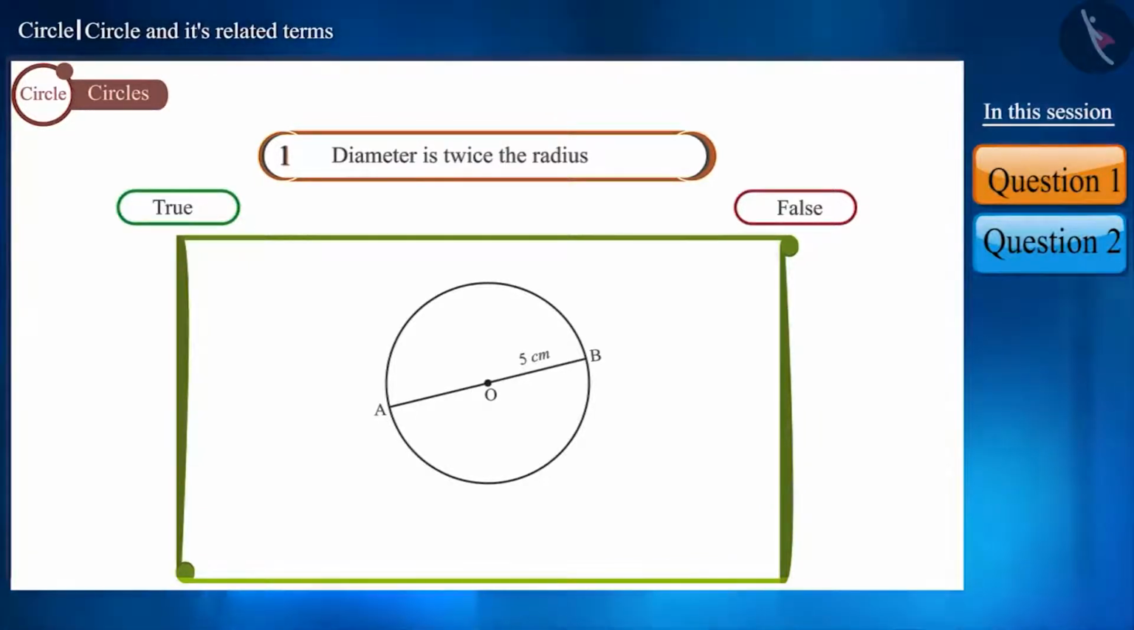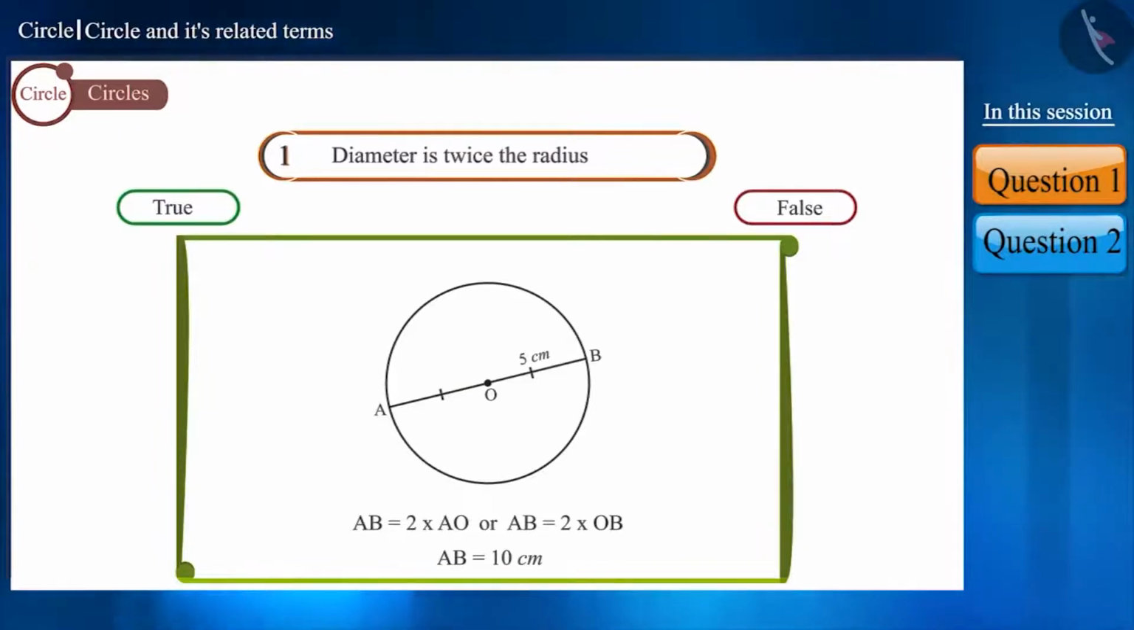Now look at this figure carefully. Diameter AB is made up of AO and OB. And these are the radii of this circle. So, they will be equal. That is, we can write AB as 2AO or 2OB. That is, AB has a length of 10 centimeters.